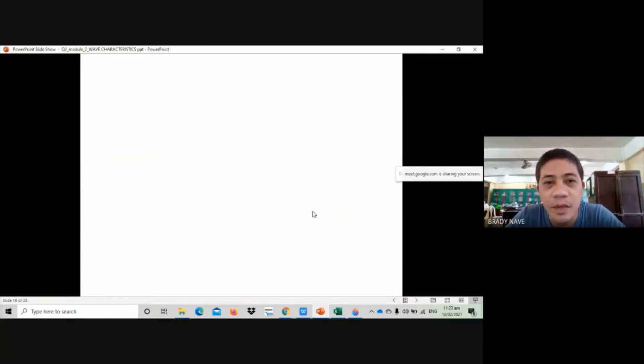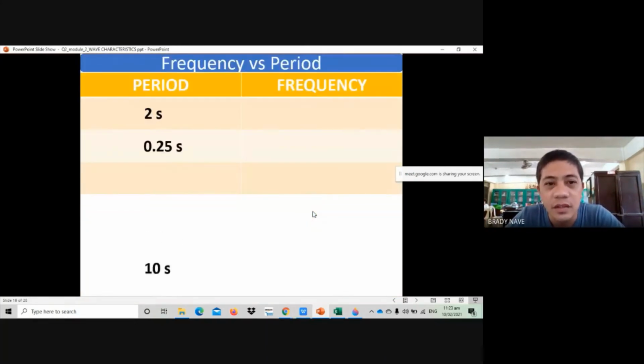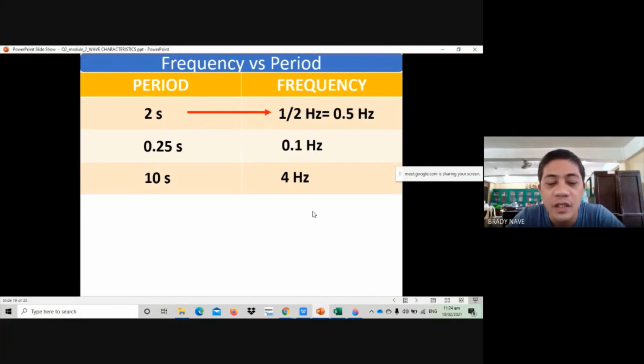Okay, baliktarin natin. Period to frequency. Ayan. So what is the reciprocal of 2 seconds? Obviously, the reciprocal of 2 seconds is 0.5. The reciprocal of 0.25 seconds, which is 1/4, is 4. And 10 seconds, the reciprocal is 0.1. So 1 divided by 10, 0.1. 1 divided by 0.25 is 4. 1/2 reciprocal. 1 divided by 2 is 1/2.